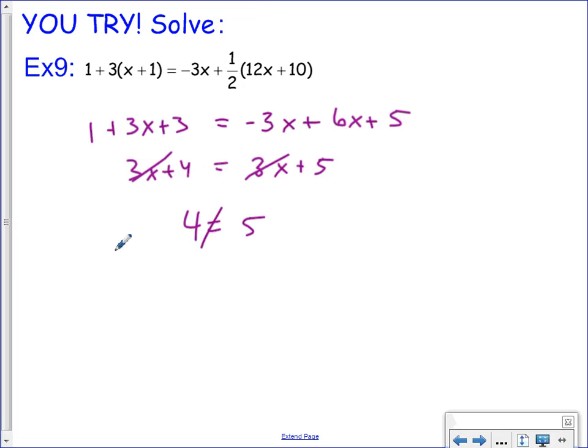Heavens no. So, IB kids, I'm going to see you guys in HL or SL as juniors. This is called an inconsistent equation. So therefore, there is no solution. Yeah, for some reason they got me teaching junior SL this year. So I may or may not see you next year.